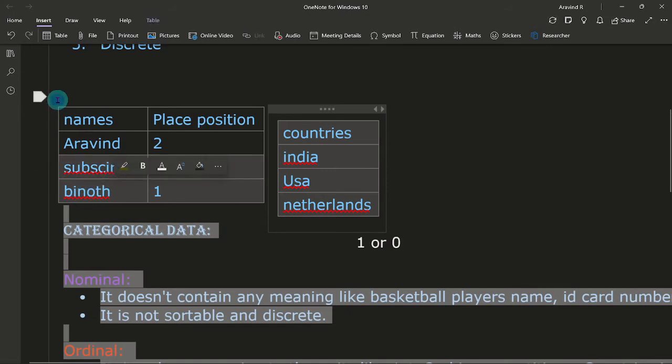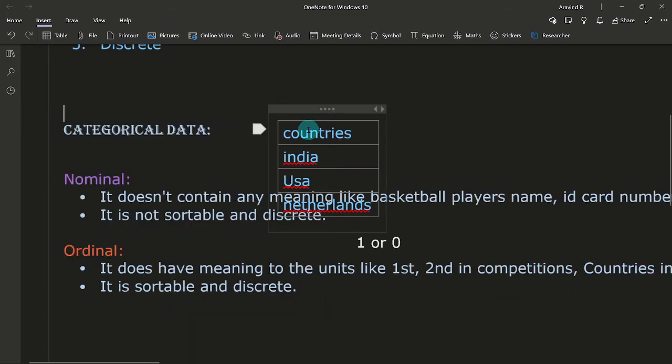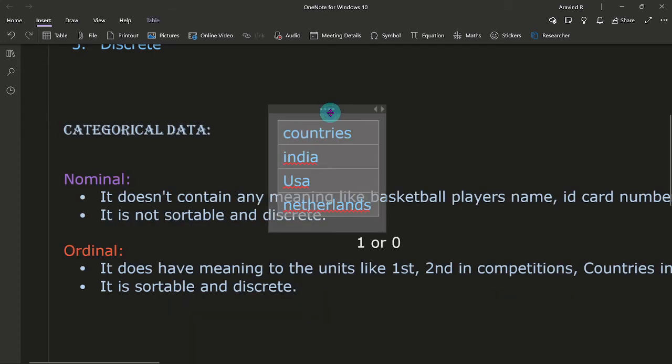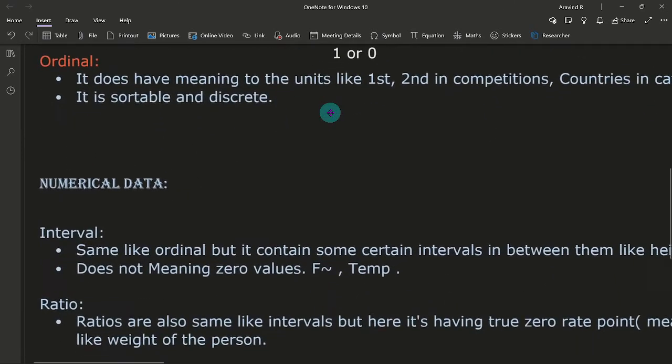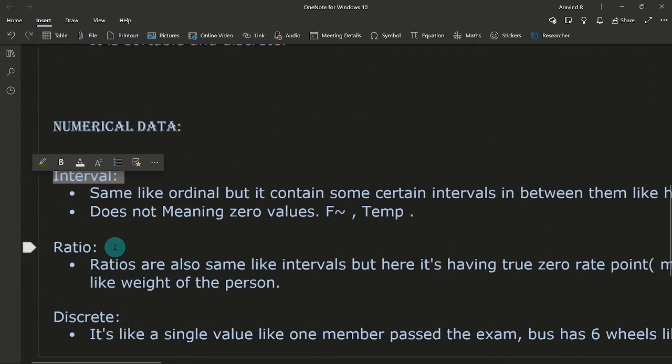So numerical data type is one of the important data types in every area. So we will look at numerical data. Okay. So let's go to the numerical data now. Inside the numerical data we have interval, we have ratio, and we have discrete. So what is that? Interval, ratio, and discrete.